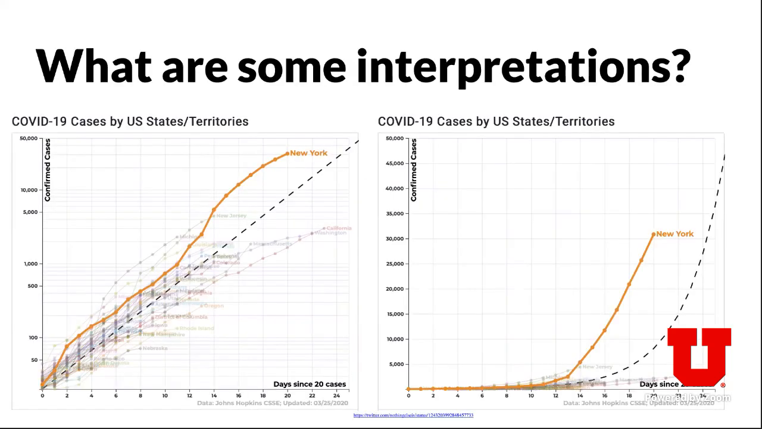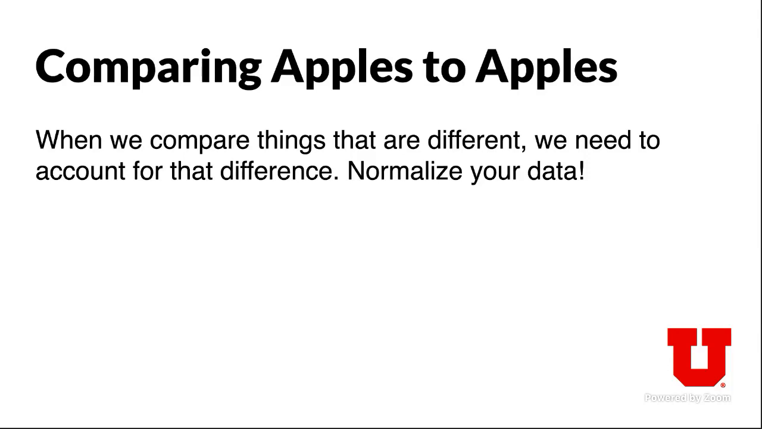So related to that topic is also normalization. So if we chart something like different US states, and if we use absolute cases, of course, a state like New York and California are going to show up more likely than a state like Montana or Utah, which has much smaller populations. So what we need to do is compare apples to apples. When we compare things that are different, we need to account for that difference, right? So normalize your data. If you're trying to do something where the size of the population matters, you need to adjust for the size of the population.